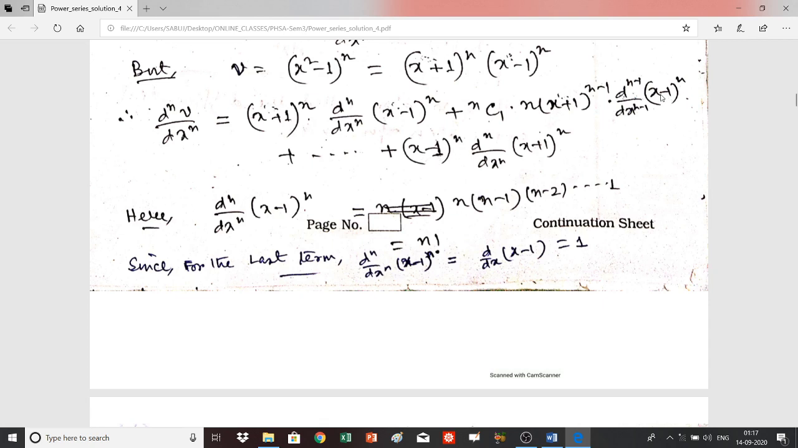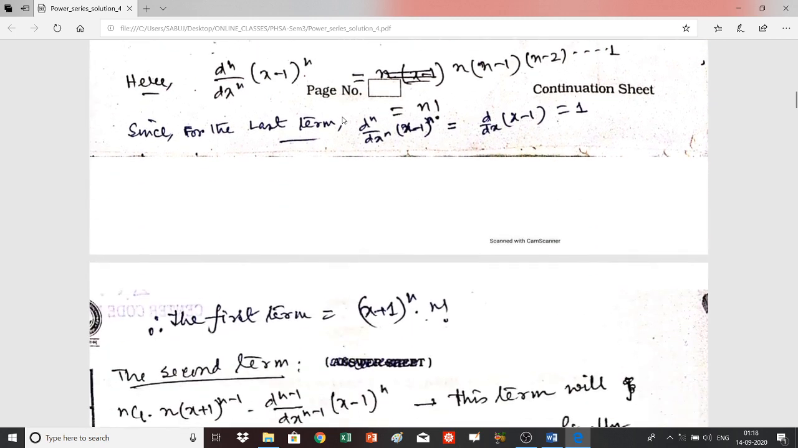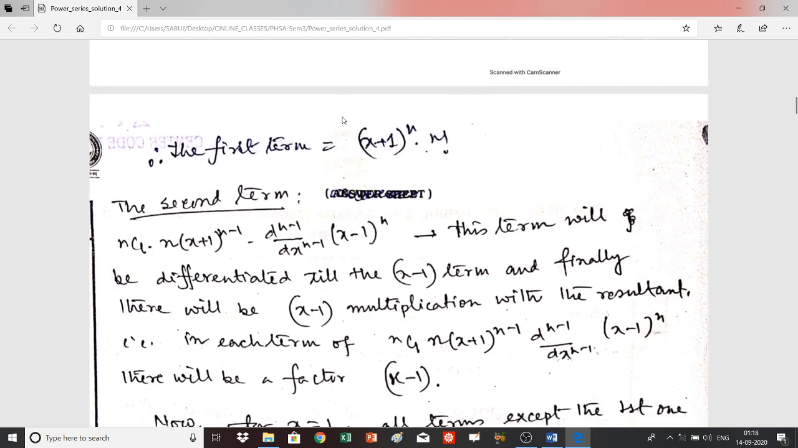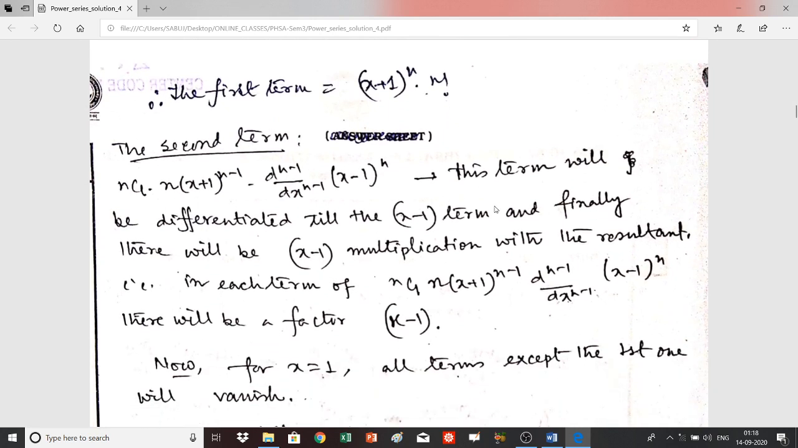So this x minus 1 term will be associated with all other terms except the first term. Okay, except the first term. So here it is written clearly that this term will be differentiated till n minus 1 term, and finally there will be x minus 1 multiplication with the resultant. That is, in each term of these there will be a factor n minus 1.